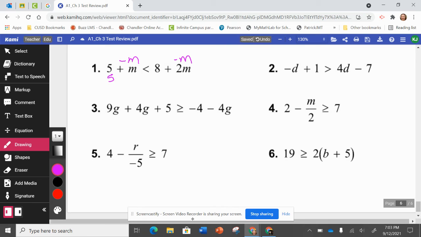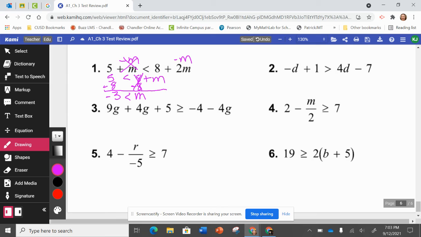That leaves me with 5. Those add to 0. We have less than 8 plus 2 minus 1 is 1m. You can write the 1 there, but remember you don't have to. Now to finish getting m alone, we're moving 8 with its like term. The opposite of a +8 is a -8. And so 5 minus 8 is -3. It's less than. Those add to 0.